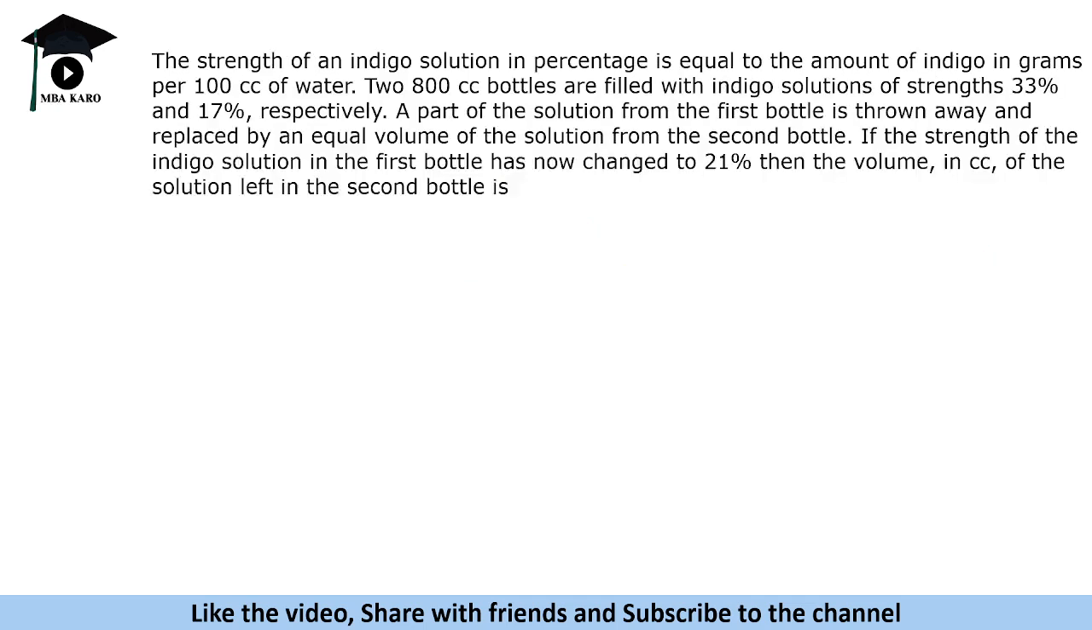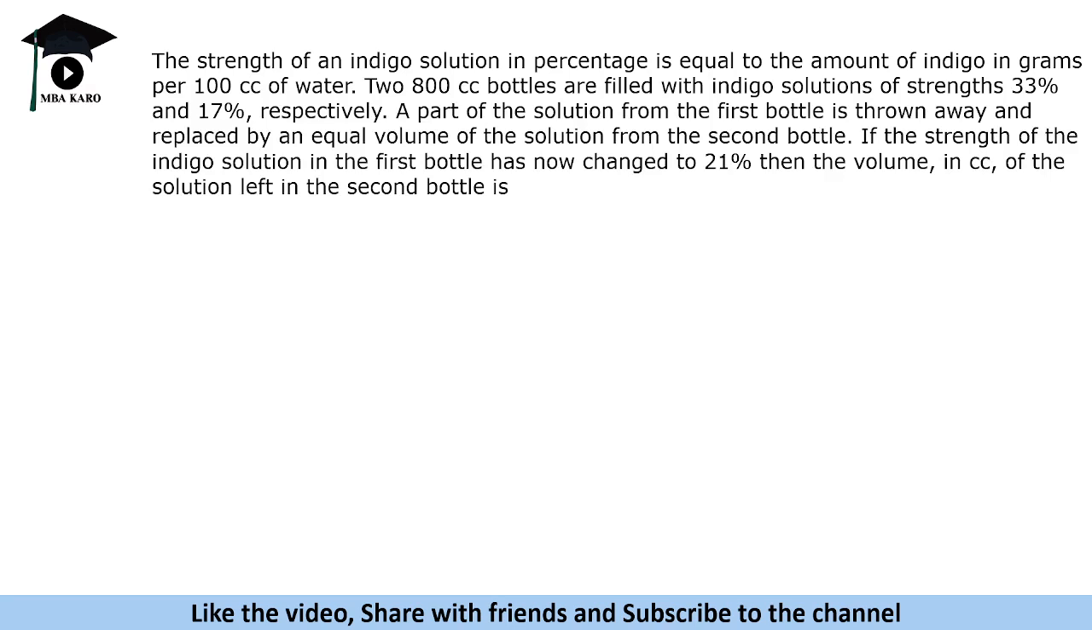Okay, so let's see the next question now. The strength of an indigo solution is equal to the amount of indigo in grams per 100 cubic centimeter of water. So that is what defines the strength. We have two different bottles, and they have different strengths and they are mixed, and you get 21% strength. So we need to find in what ratio. It's a story that a part from the first bottle is thrown away and replaced by an equal volume from the second bottle.